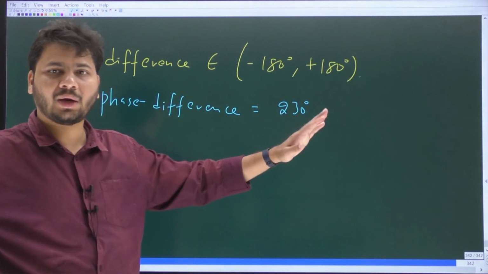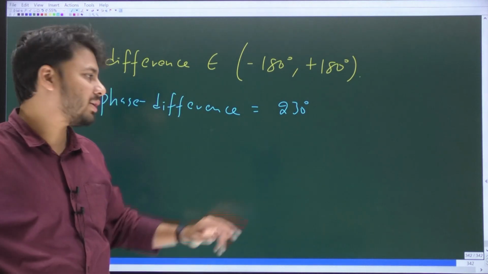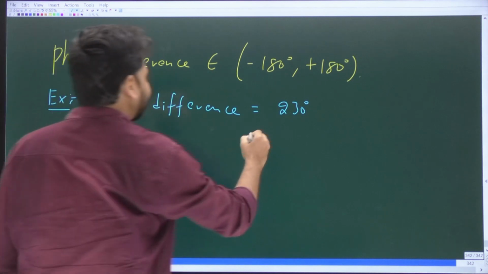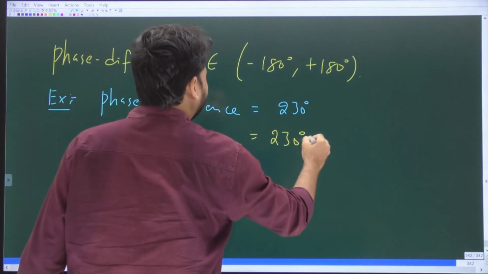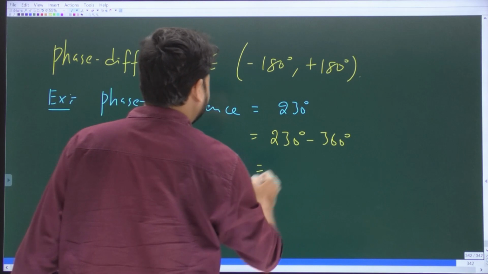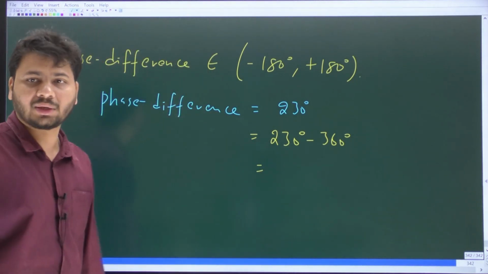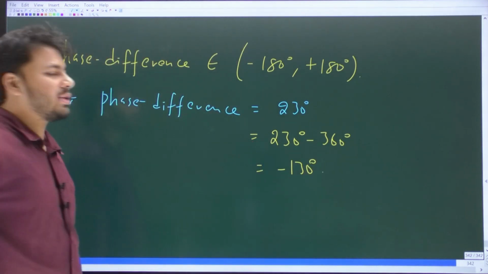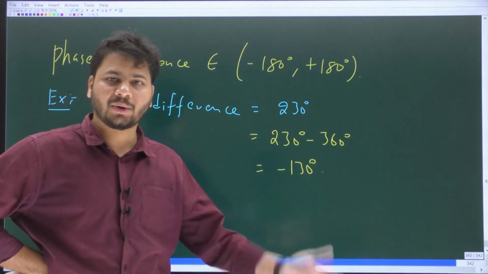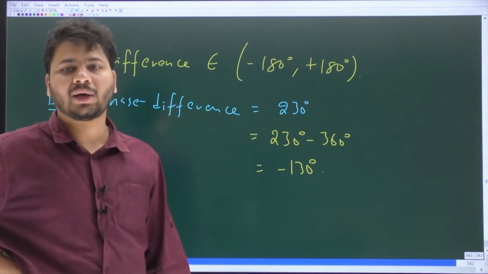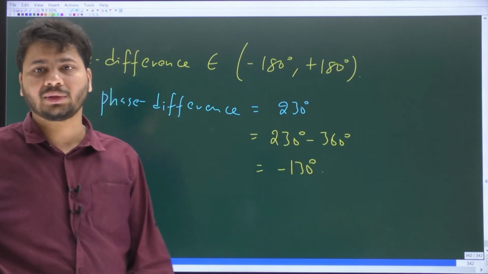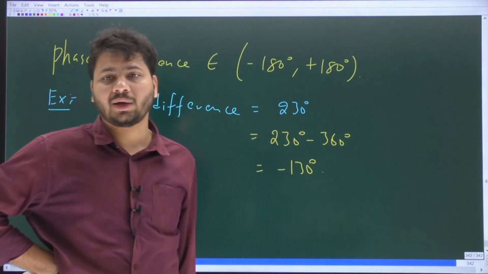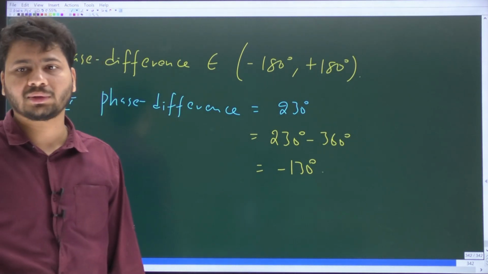If you add 360, it will go further away from the range, but if you add minus 360 degrees, okay? So this is the same as 230 degrees minus 360 degrees. Now 230 minus 360 is what? Minus 130. You understood? So a phase difference of 230 degrees is the same as a phase difference of minus 130 degrees.